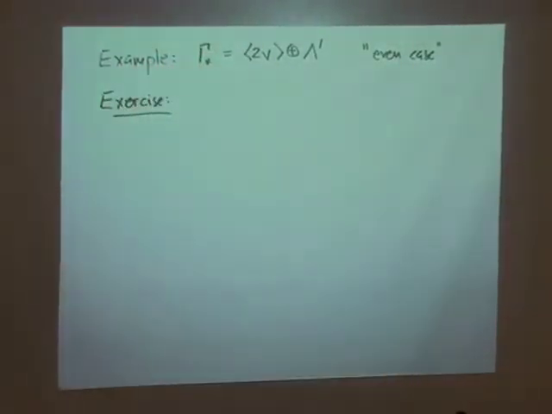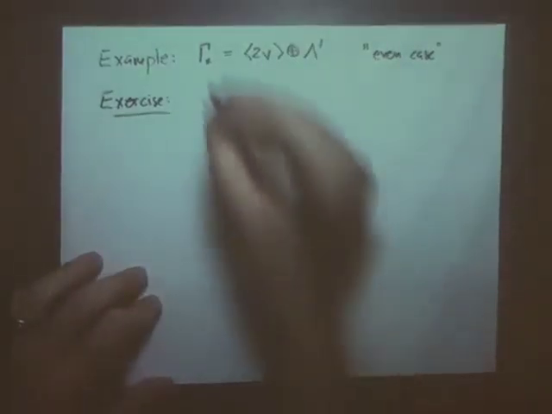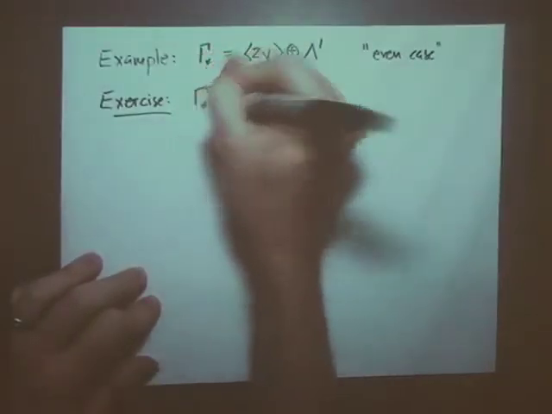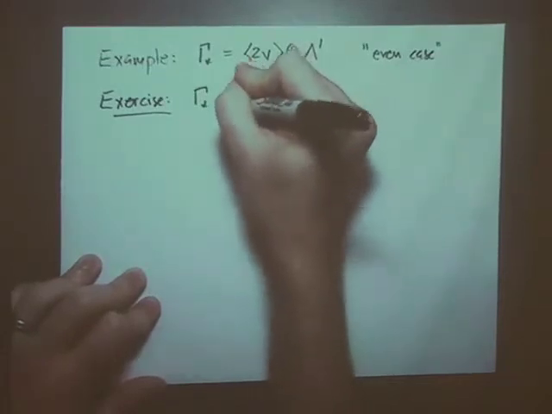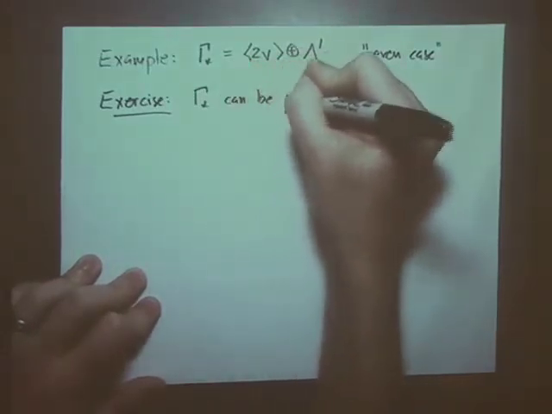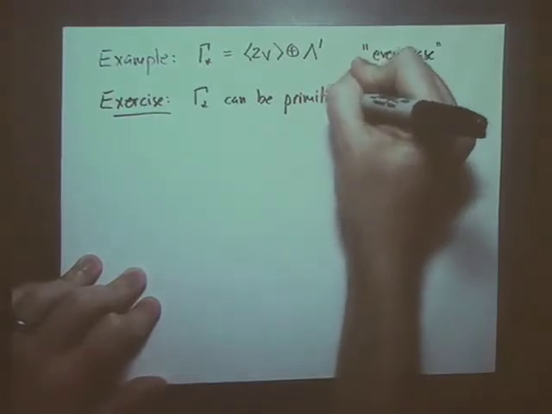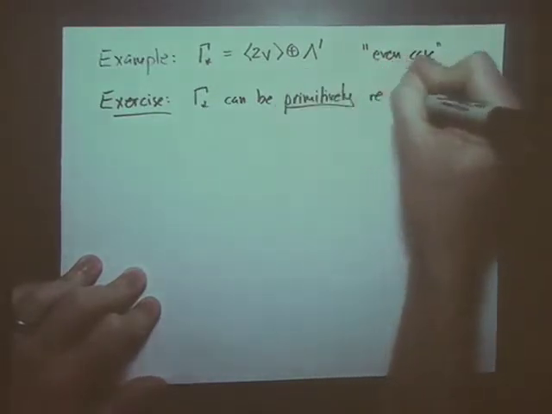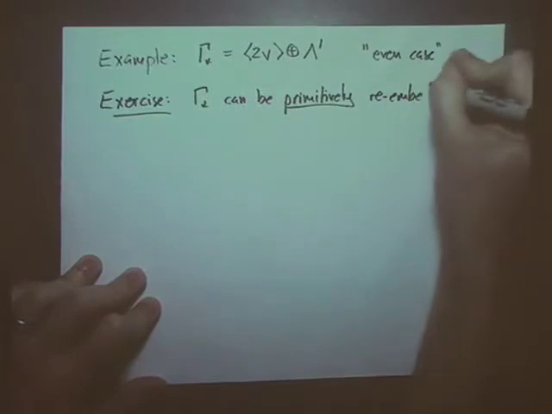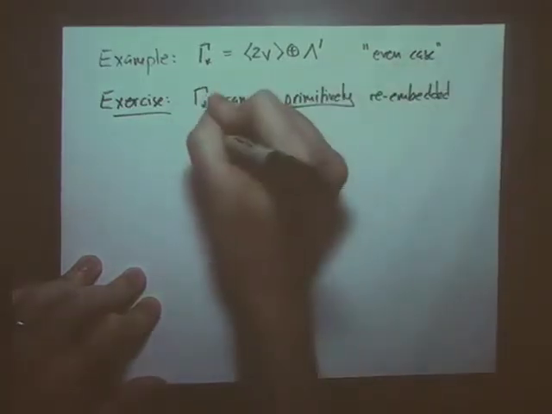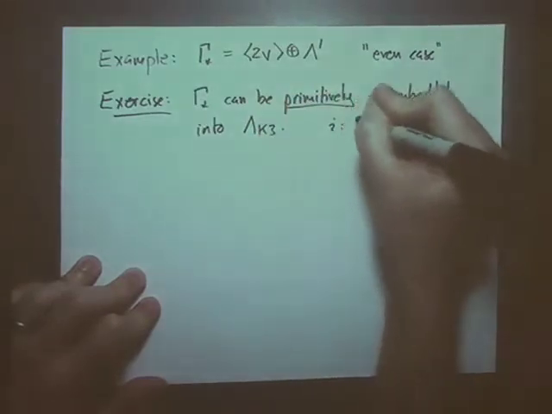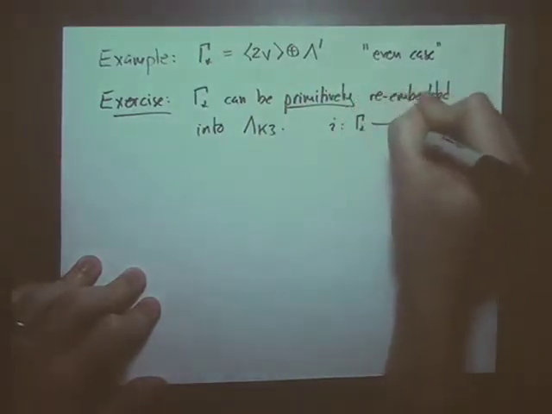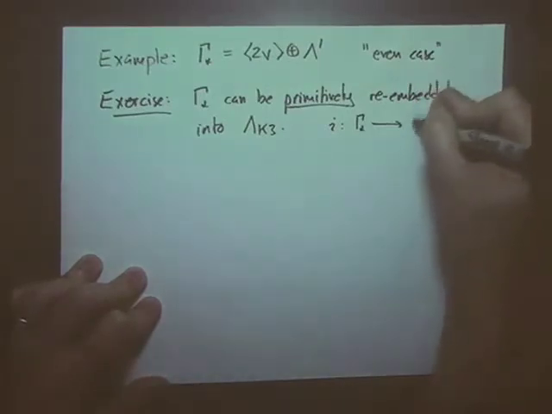So this exercise is only going to work for the even case. Okay, and I'll explain why later. But this gamma alpha, this explicit one that I'm looking at here, can be, primitively, and this is the key to the whole thing, re-embedded into the K3 lattice. Okay, so let me call this primitive re-embedding I.